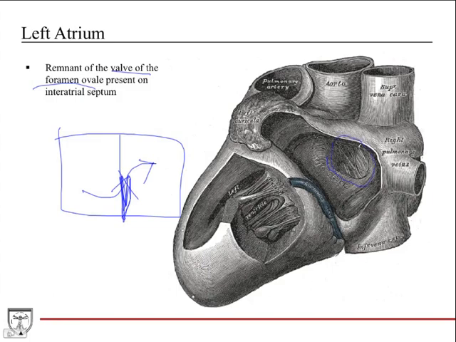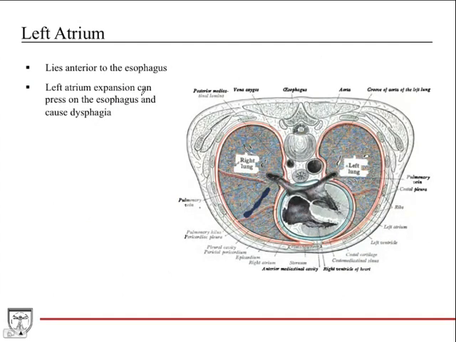It's this kind of thumbprint-shaped, raised structure here in the surface of the left atrium on the interatrial septum. The most clinically significant thing about the left atrium, and this is very high yield for board exam questions actually, is that it lies anterior to the esophagus. So let's see right here, in this cross section. Here you have the esophagus, and you can see the muscular layer here. And what you have here is the left atrium lying just anterior to it.